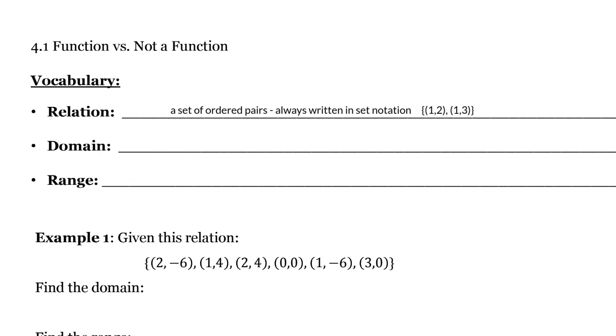Okay, so let's talk about what the domain is. So the domain is all the x values. It's the set of x coordinates. So what that means is simply all the x values, and your range is all of your y values. So it's the set of y coordinates of the relation.